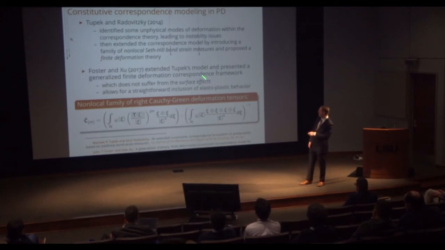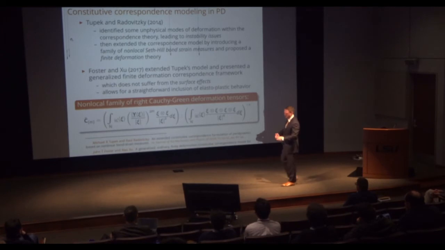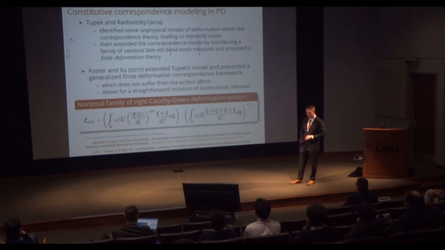And so we extended that work and came up with what we call a non-local family of right Cauchy-Green deformation tensors. It's really just a higher order approximation. This parameter M, if M is equal to 1, this is exactly the right Cauchy-Green deformation tensor. But we can plug this into a Seth Hill type strain measure, 1 over 2M times C to the M minus I. That gives us a Seth Hill family of strains based on this quantity, and then we can use those strain measures in the constitutive models.